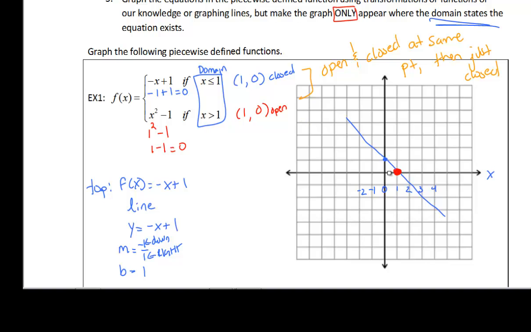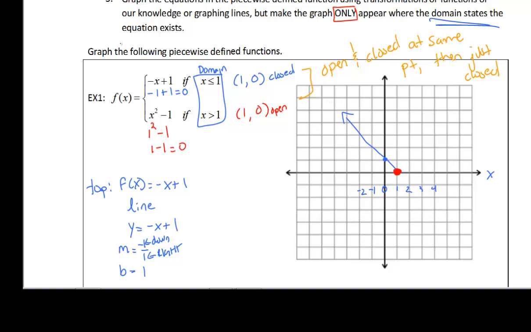So my line cannot exist to the right of that red dot. The only place that blue line can exist is over here to the left of the red dot. And the reason for that again is that its domain says it can only exist to the left of 1. Well, here's 1 on my x-axis, so I can only exist to the left of 1.